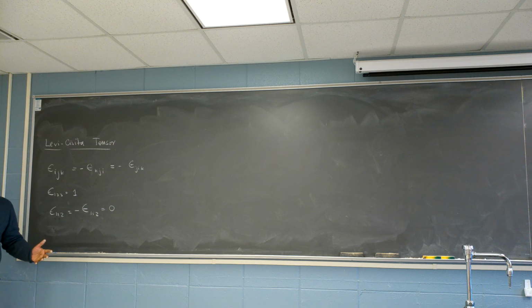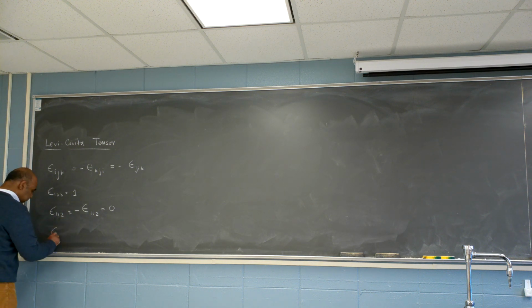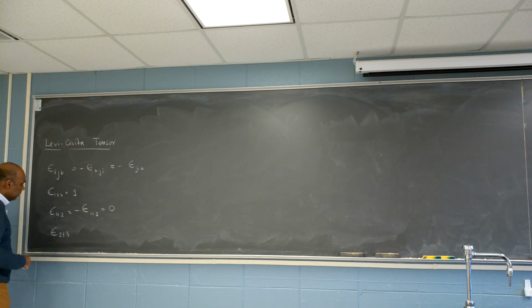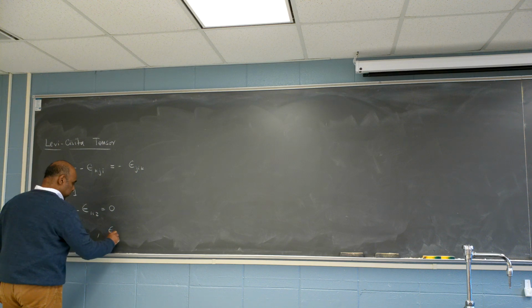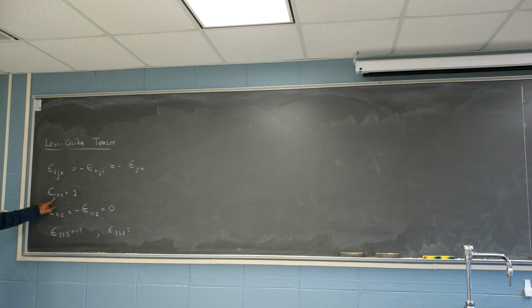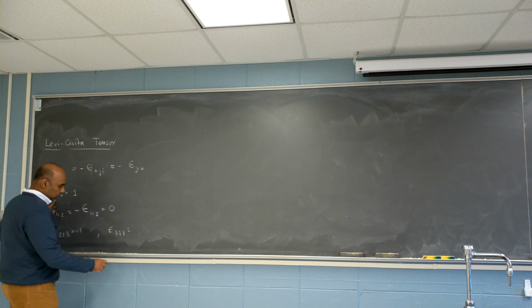So you only have epsilon 1, 2, 3, 2, 1, 3, 3, 1, 2. And it's all going to be equal to either plus 1 or minus 1, depending on how you have swapped it. For example, let me just blindly think. If I say 2, 1, 3, well, that's easy. That's minus 1. What if I said epsilon 3, 2, 1? How do I get back to this? I need two permutations.